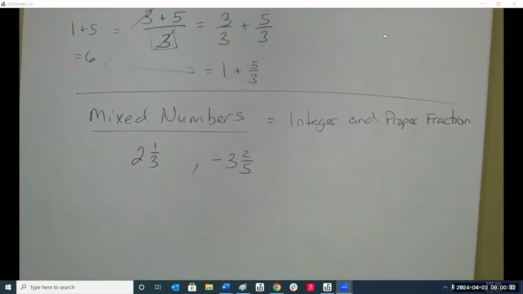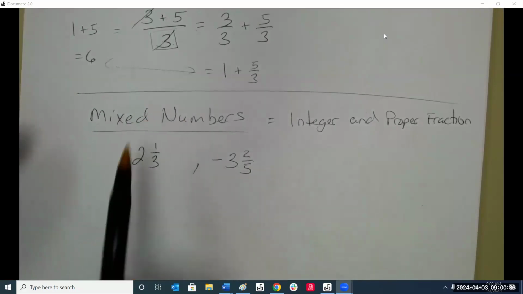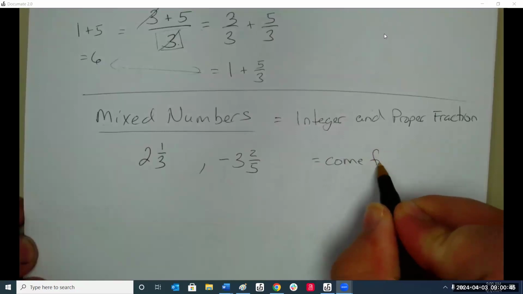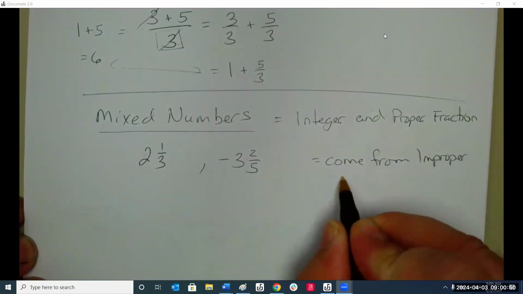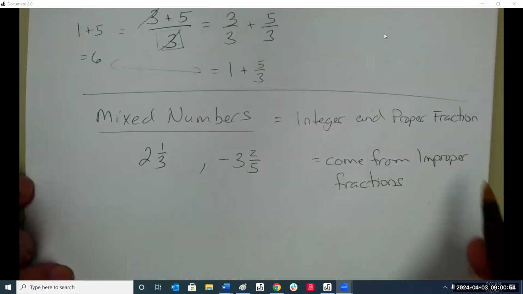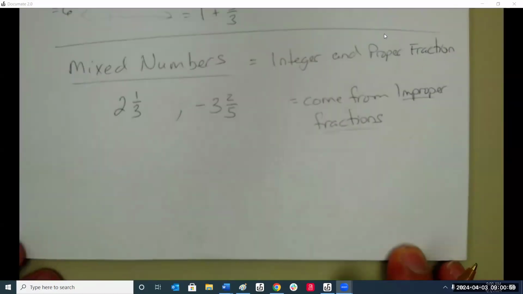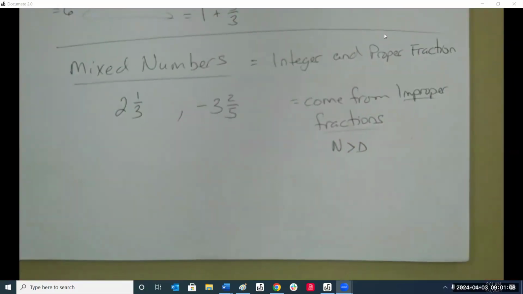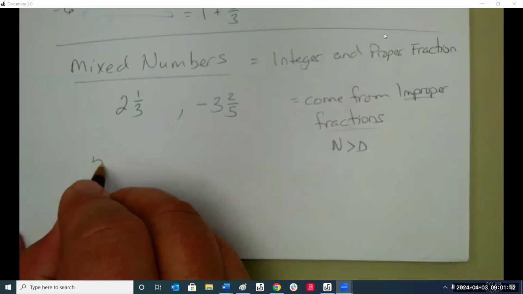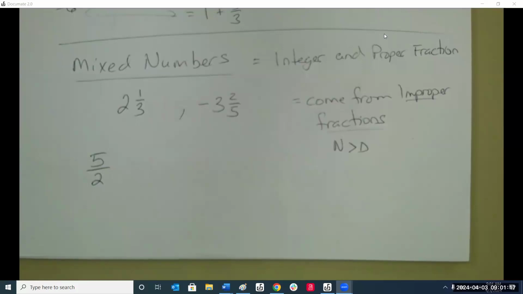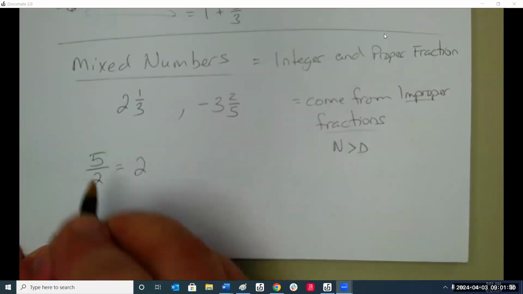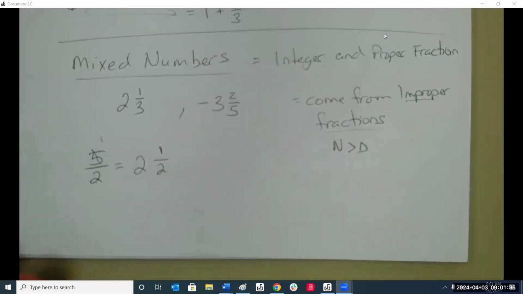So where do the improper fractions come from? I mean, where do mixed numbers come from? They come from improper fractions. So then you have to go back and remember, what is an improper fraction? It's where the numerator is bigger than the denominator. The top number is bigger than the bottom number. 5/2. So how many times does 2 go into 5? Yeah, 2 times. With how many left over? So there's 1 left over 2.